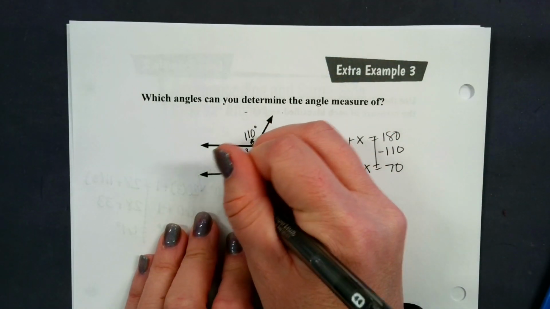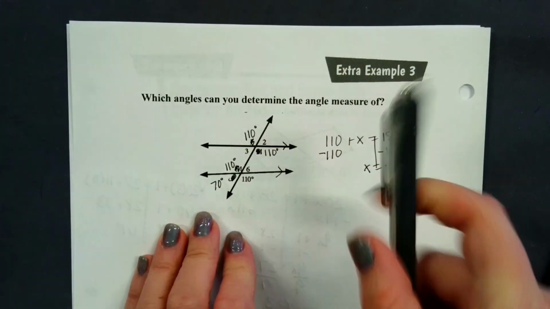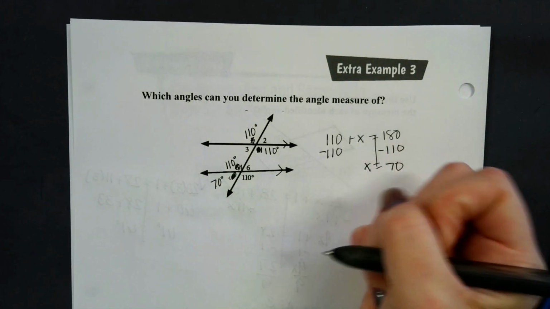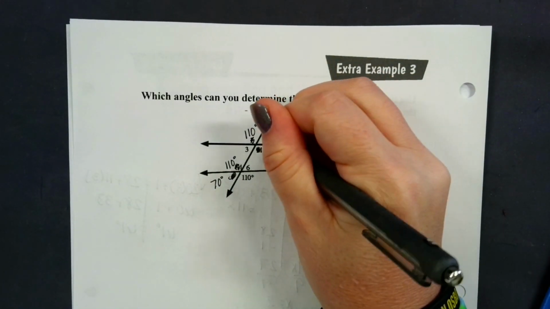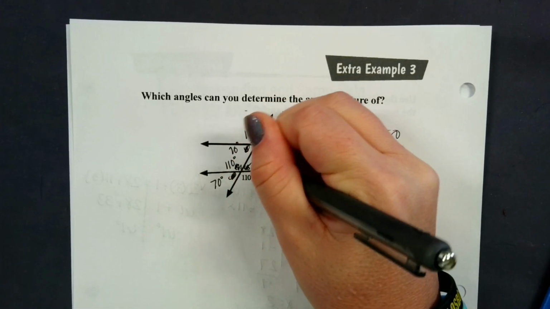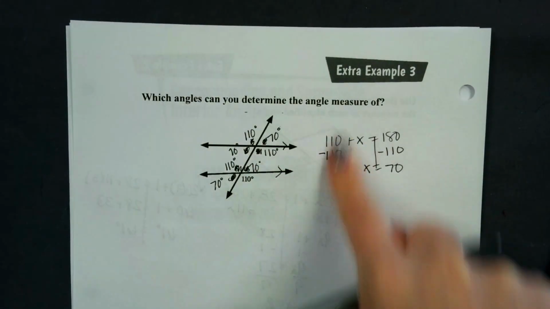70. All right. So if I'm saying 7 is 70, fill in everything that's 70. What other numbers are 70? 2, 3, and 6. Does everyone see how that works?